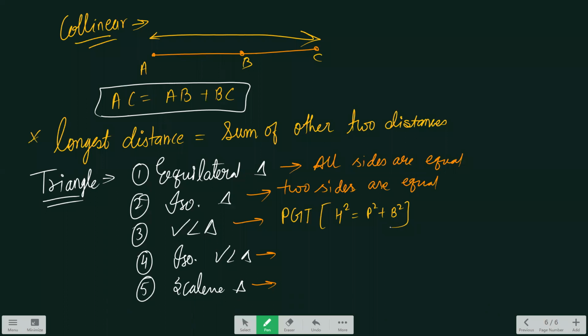And isosceles right angle triangle means two sides are equal, plus it also follows PGT. PGT is applicable. Then this is known as the isosceles right angle triangle. And scalene triangle, that is all sides are of different measure. Okay, all sides are of different measure.